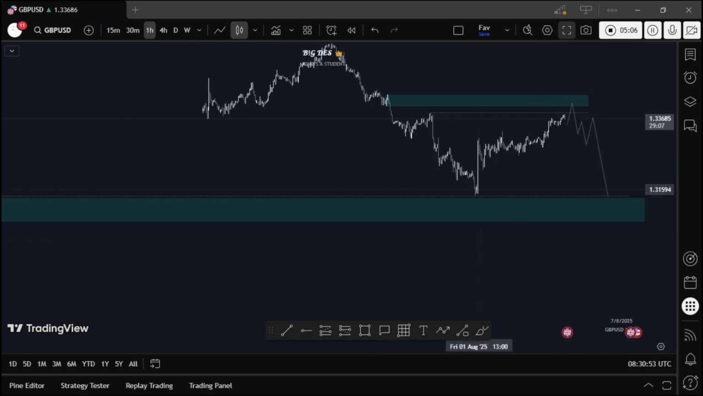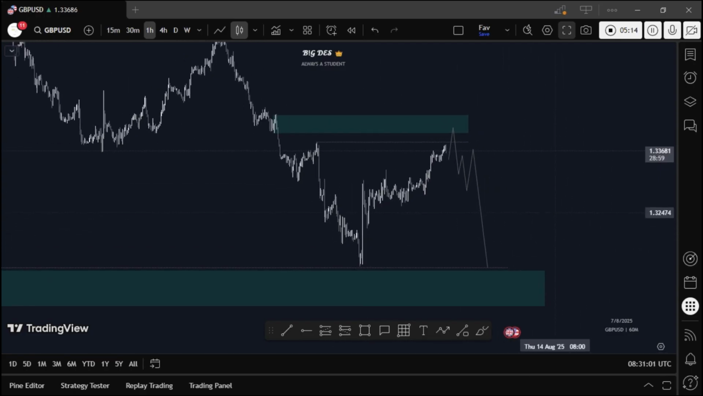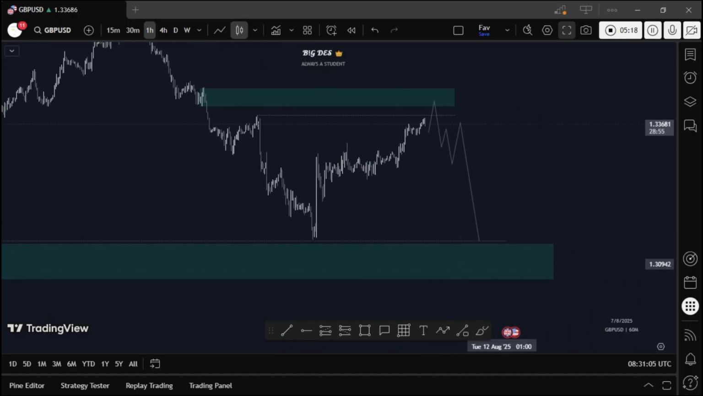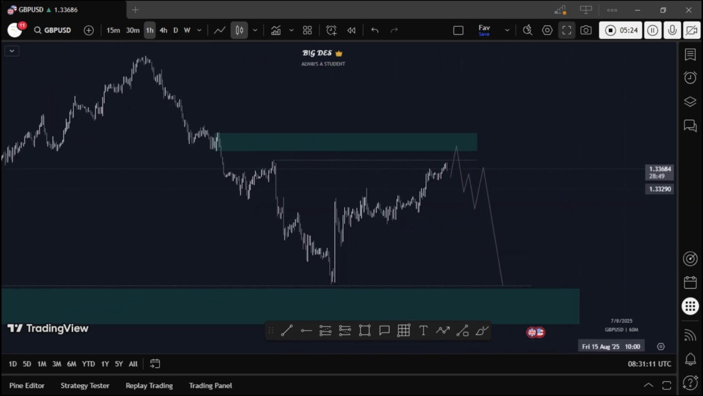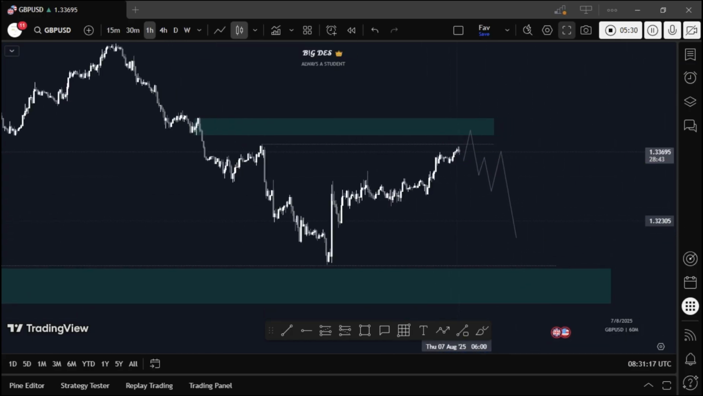Because in my opinion, price has to take out these lows if we are actually still bullish. If there is no intention of going back lower, we need to tap into this, which means taking out these equal lows and then giving us that bullish intent. So for now, all I'm going to do is wait for price to tap into this and then we'll see what to do next.